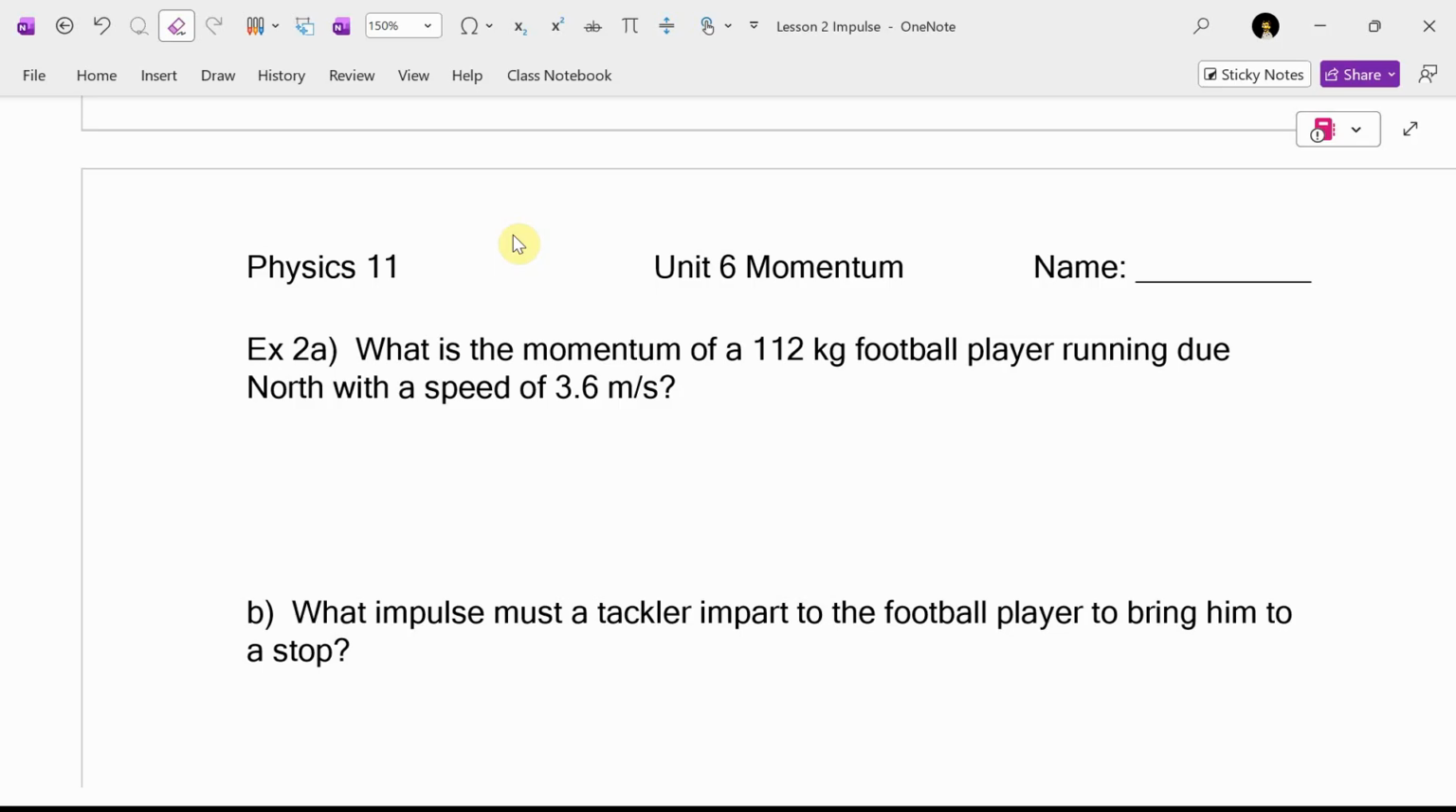So 2A says, what's the momentum of a 112 kilogram football player running due north with a speed of 3.6 meters per second? Okay, we can handle this. Who did I pick up? Claire. Momentum. What's our equation for momentum? By the way, Martin, this is momentum, not impulse. This is not change in, not delta P. This is just momentum. What's our equation? You read this earlier, which is why I came back to you.